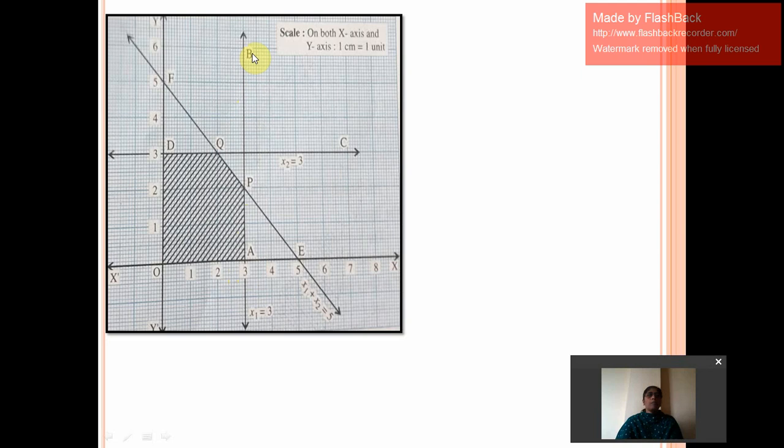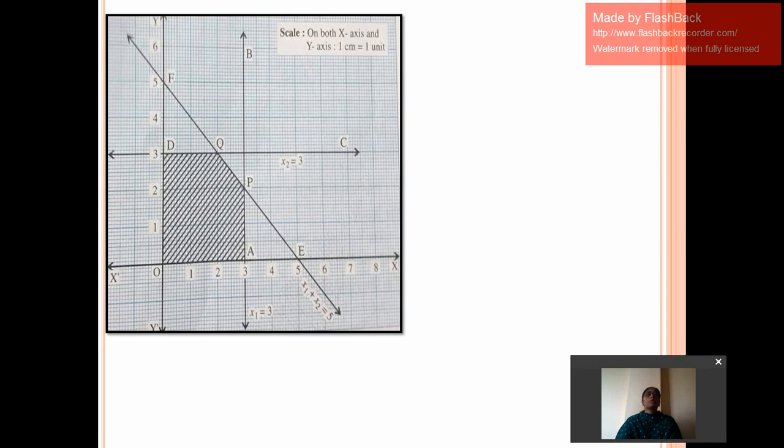Name AB. Second line x2 is equal to 3. Plot the point (0, 3). Plot the point 3. Draw the line CD. Third line vertices (5, 0) and (0, 5). Draw the line, join the line EF.